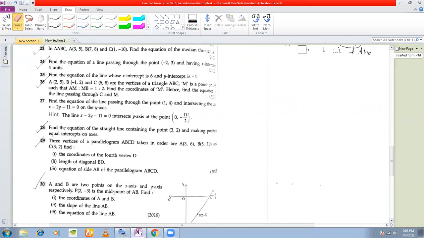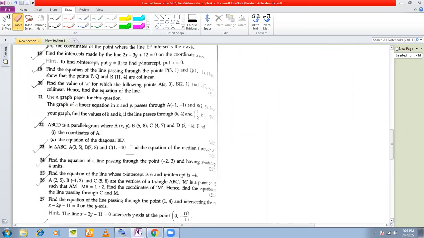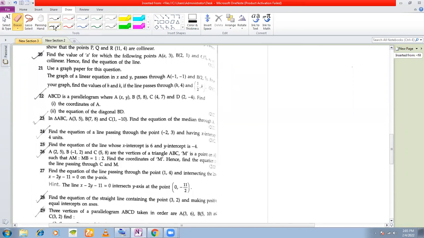Let's do the next question. Question number 23. Question is, in triangle ABC, coordinates of A, B, C are given to you. You need to find out the equation of the median through A.